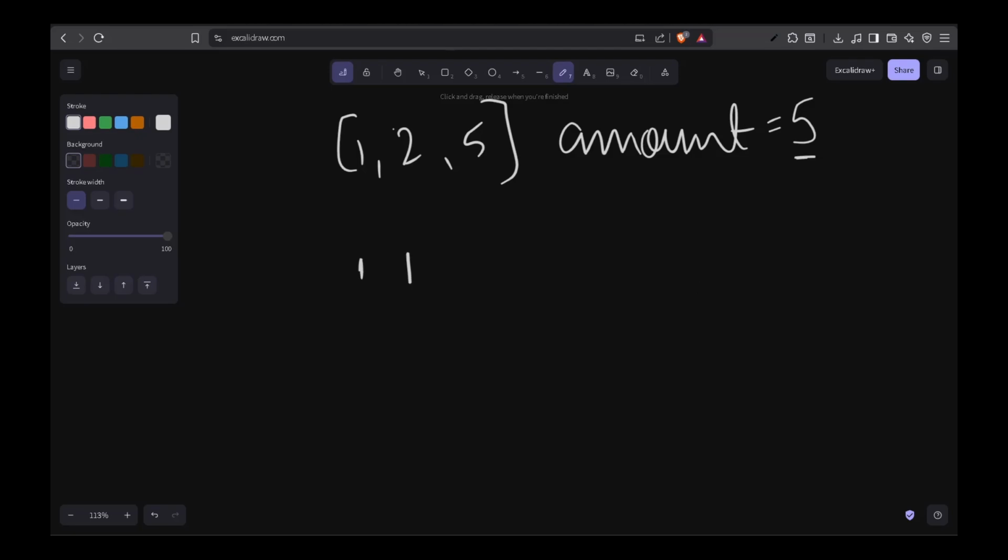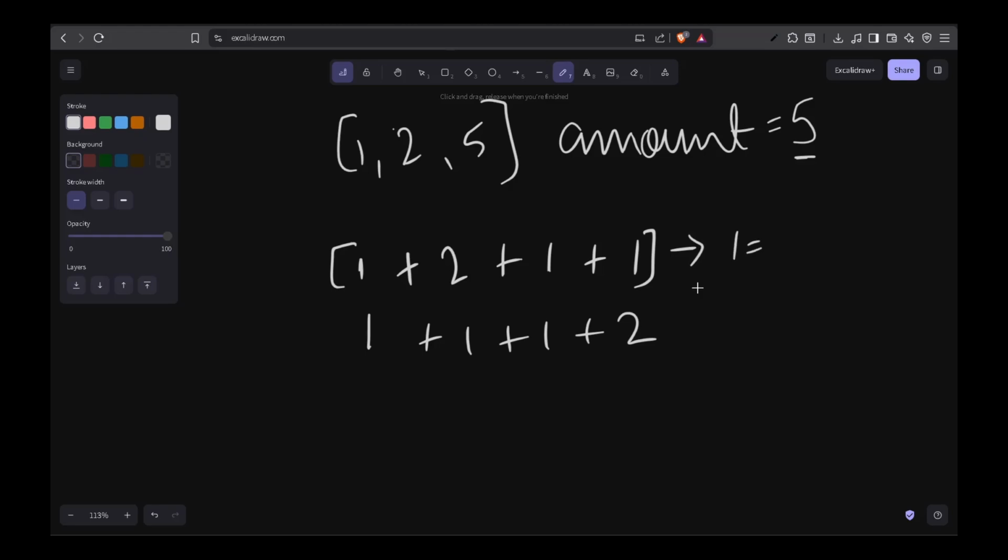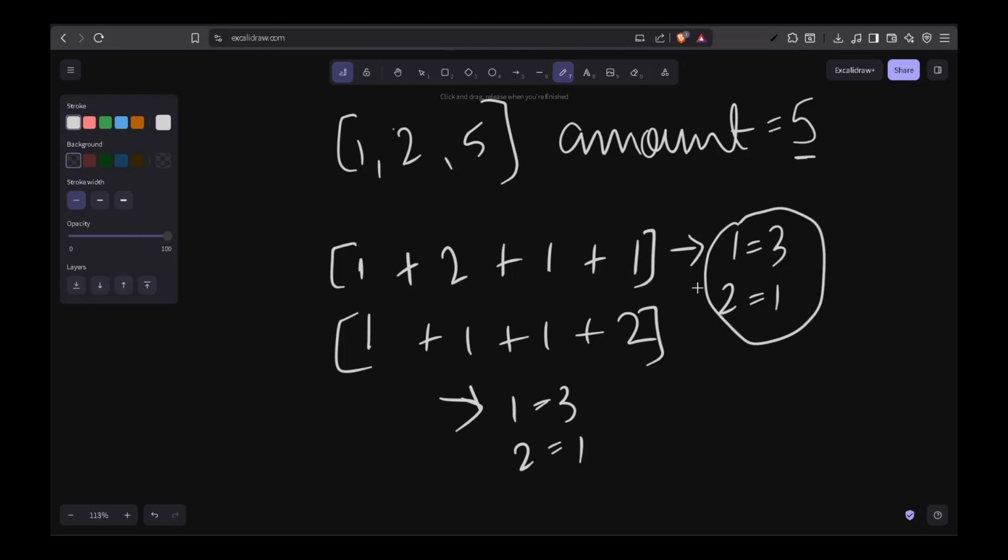One way is 1 plus 2 plus 1 plus 1, right? This is one of the ways. Another way is 1 plus 1 plus 1 plus 2, right? But if you notice, there are 3 ones here and 1 2, and here also there are 3 ones and 1 2, right? So in a way they both represent the same thing, right?